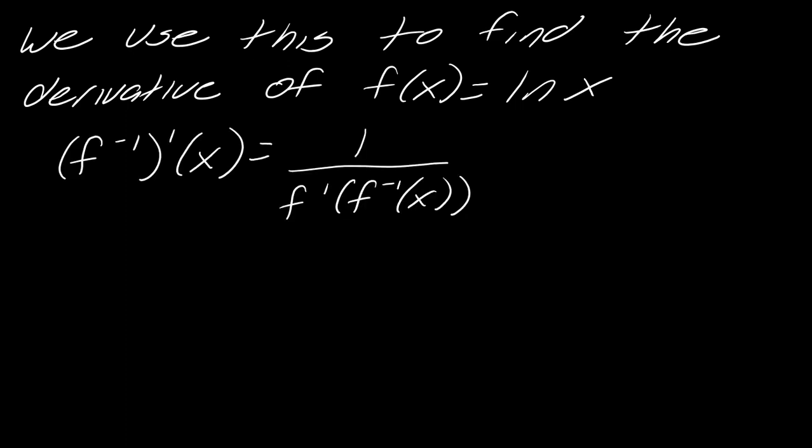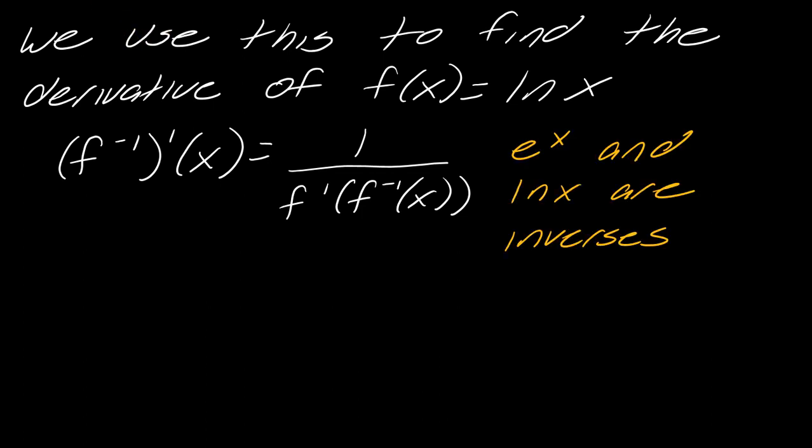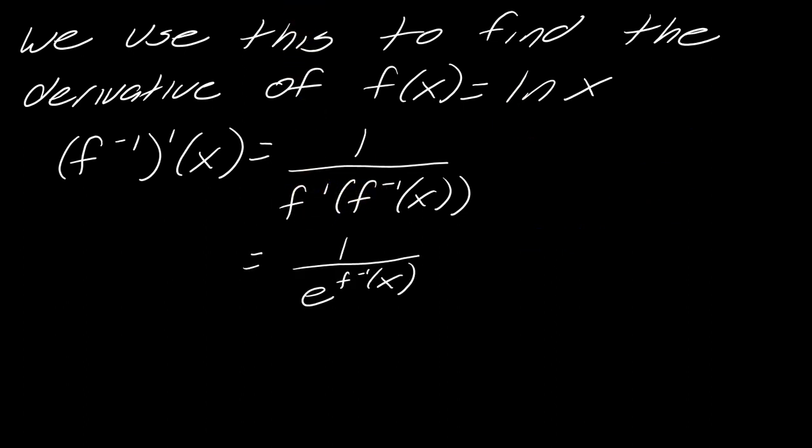Okay, so here was the property, right? This was the property I just showed you. And the one thing I want to remember here is that e to the x and the natural log of x are inverses of one another. So just keep that in mind. What I want to do here is, I know the derivative of e to the x, but I don't know the derivative of the natural log of x. So I can take the derivative of e to the x, which is just e to the x, and I'm going to use that as my f prime because I know that derivative.